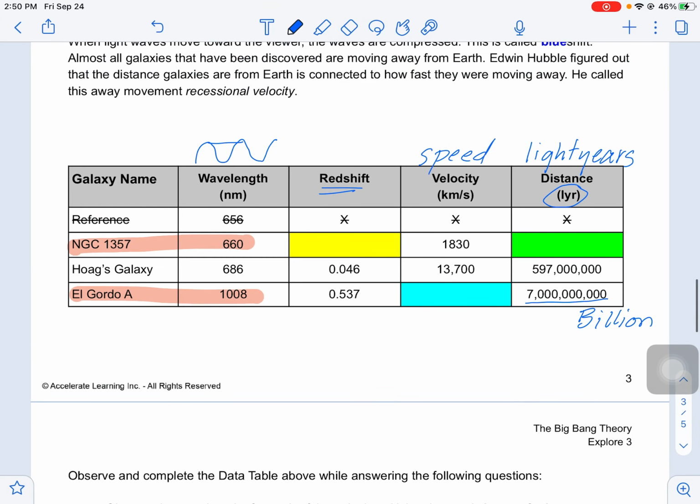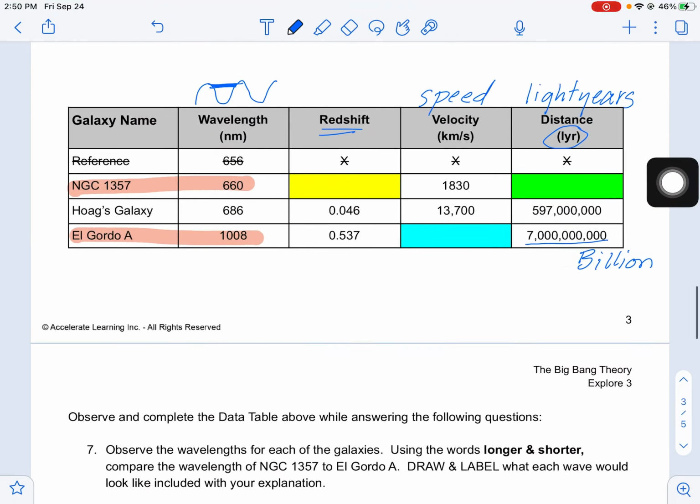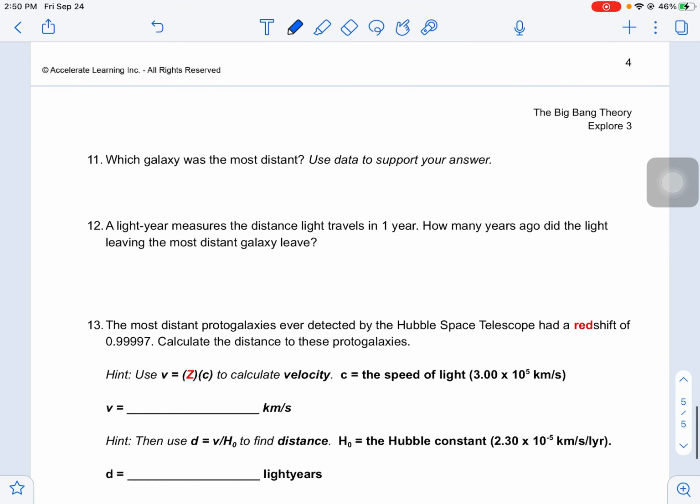Now you're pulling it all together, thinking about wavelength, this distance. Will this be a longer or shorter redshift, a higher or lower speed, and therefore a longer or shorter light year distance away? So connect everything, go back up here if you need the reminders, and work your way through. Once you finish with the green statement, there is a second video on 11 through 14. The idea is to finish this all and submit before our next period.